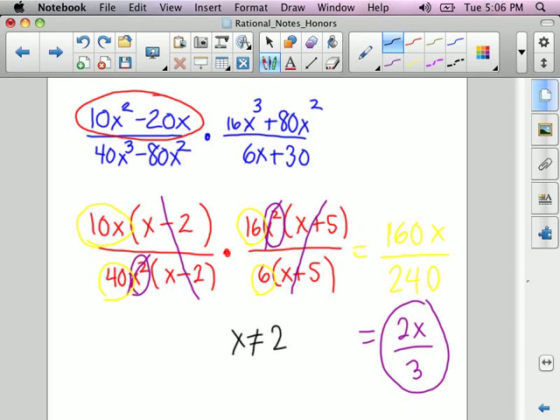X can't equal 2, because if x equaled 2, we would have divided by 0 right there. That would have been bad. X can't equal -5, because if you had a -5, you would have divided by 0 over on the right side. And finally, this one's always the one that kids miss. You have an x squared right there. Even though it canceled out, if you plug in a 0, that would have been bad for there. So those are the 3 numbers that x can't equal. And that's our problem.